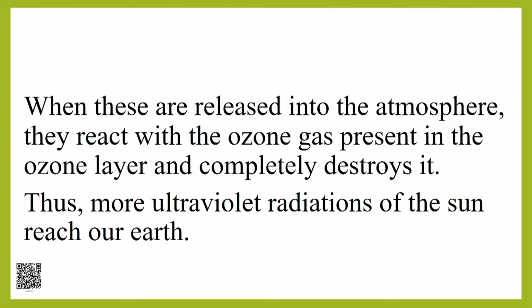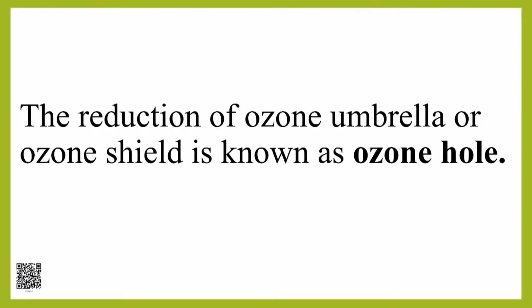When these are released into the atmosphere, they react with the ozone gas present in the ozone layer and destroy it. So more ultraviolet radiation of the sun reaches our earth. Actually what is happening is that the chlorine present in the CFCs, on reaching the ozone layer, splits the ozone molecule, thereby reducing the amount of ozone. So the reduction of the ozone umbrella or ozone shield is known as the ozone hole.